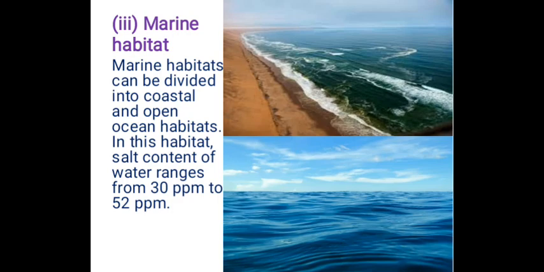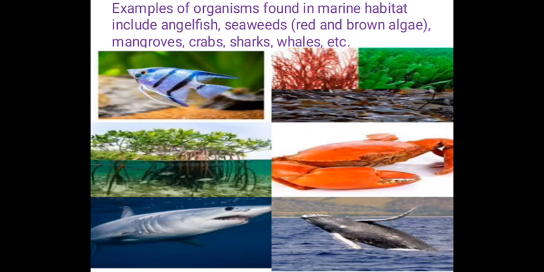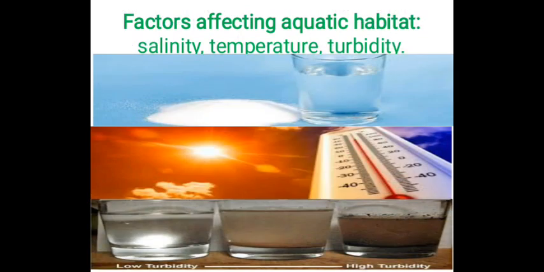The third one is marine habitat. Marine habitat can be divided into coastal and open ocean habitat. In this habitat, salt content of water ranges from 30 parts per million to 52 parts per million. Examples of organisms found in marine habitat include the angelfish, seaweed, the red and brown algae, the mangroves, the crabs, the sharks, the whales, etc. Factors affecting aquatic habitat include salinity, temperature, and turbidity.